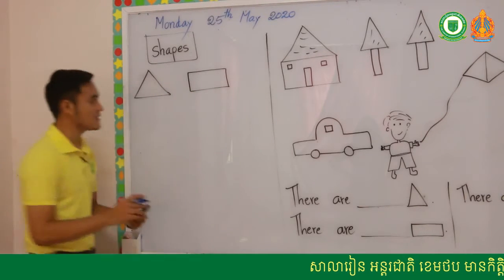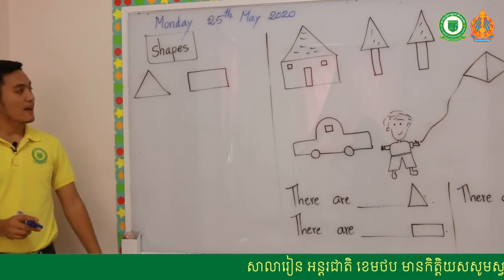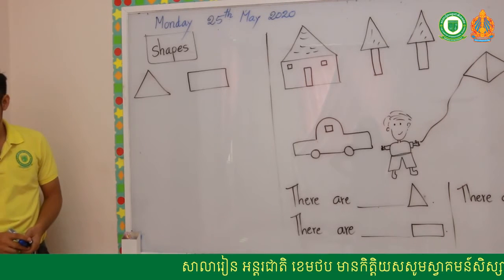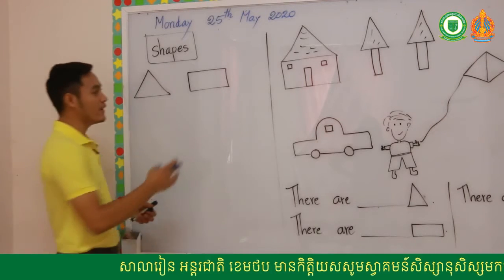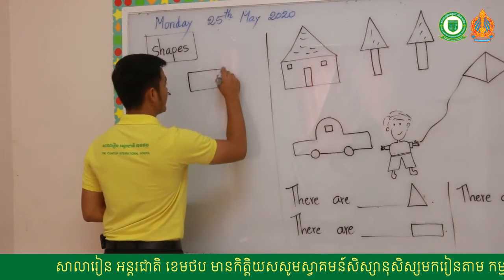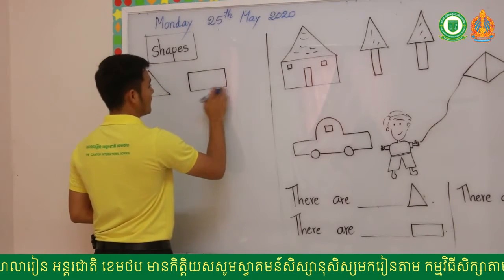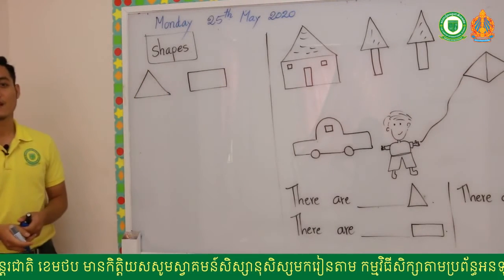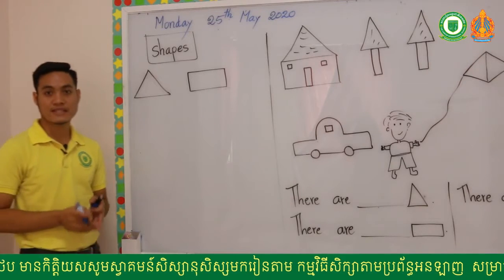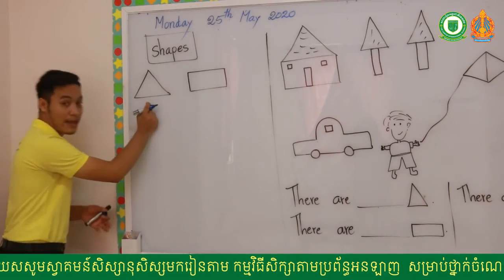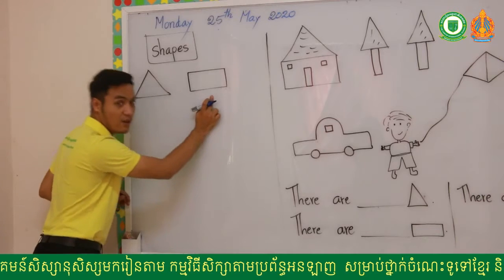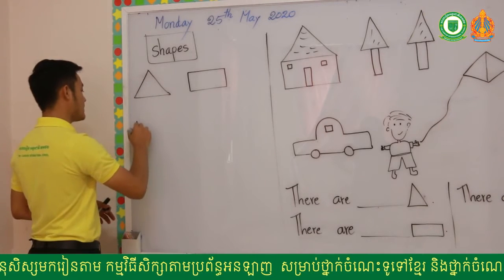The next one is, what shape is this? This one is rectangle. Good, rectangle. Again, rectangle. One more time. Rectangle, triangle, rectangle. Good.